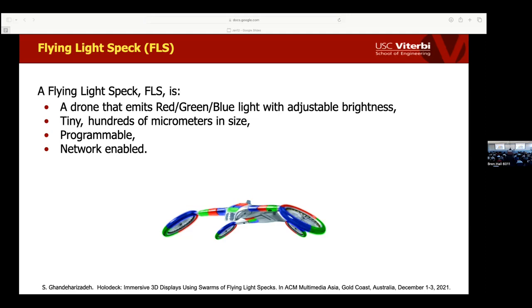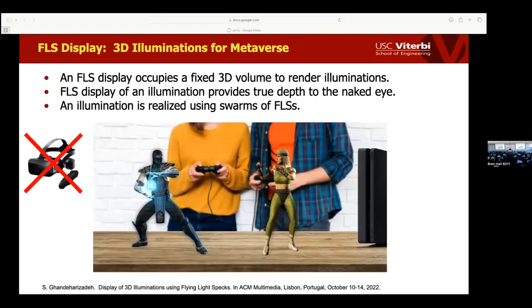see the illuminations. An illumination is realized using one or more swarms, and these swarms may consist of millions, if not billions, of these FLSs. So think of this as Amazon's data center. You have many computers shrunk down to a very small area where they are communicating and working with one another.